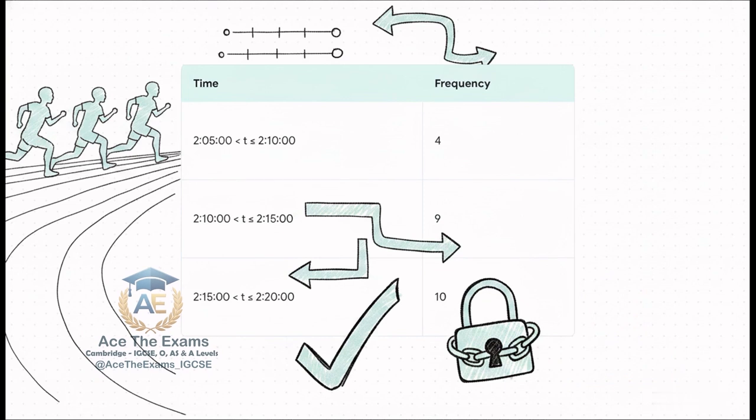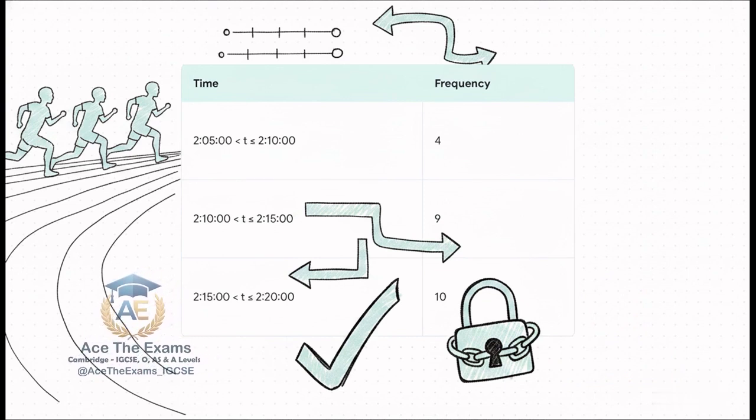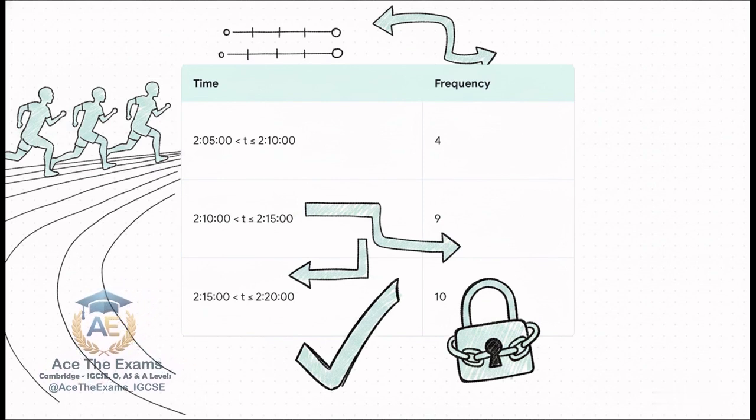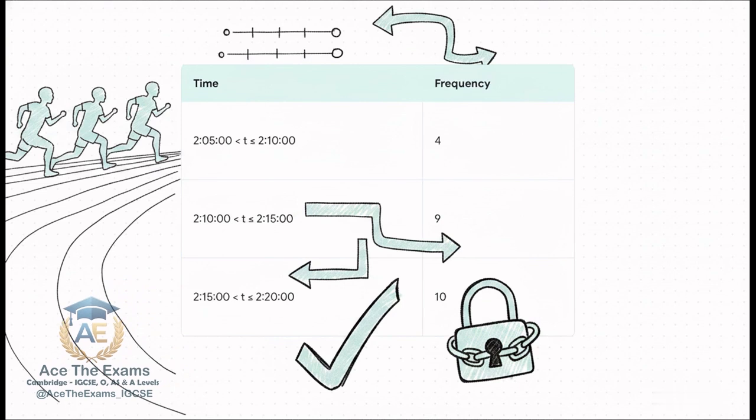2 hours and 5 minutes is strictly less than t, which is less than or equal to 2 hours and 10 minutes. The upper bound is precisely 2:10:00, and the lower bound is 2:05:00. By using the less than or equal to sign on the upper bound and the strictly less than sign on the lower bound, we ensure there is zero overlap.